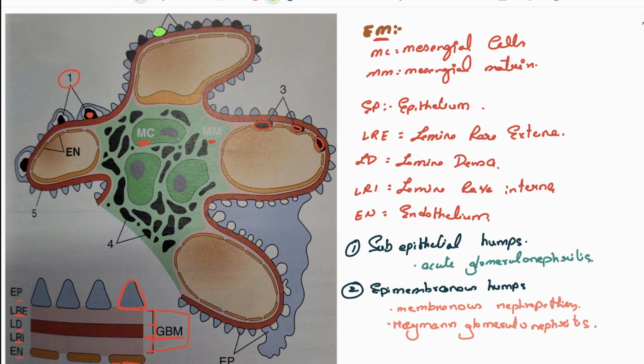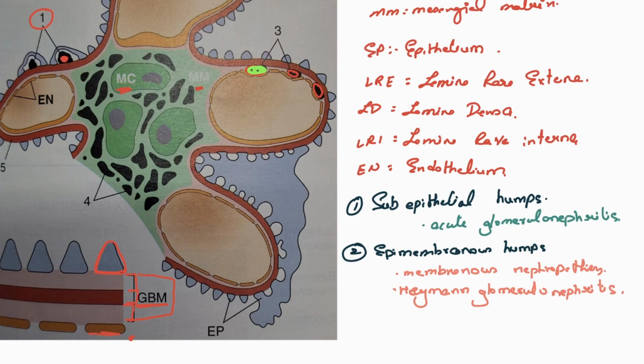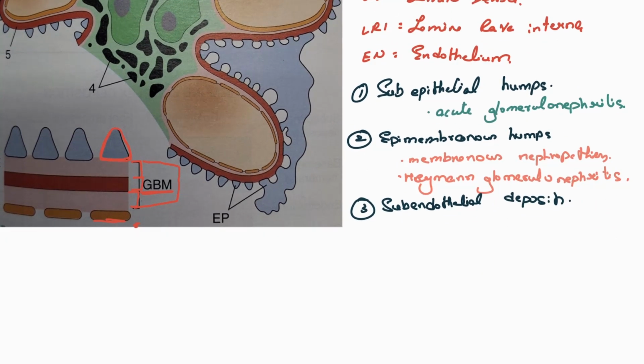And the third one, these are subendothelial deposits. They can be mostly seen in diseases like lupus nephritis, like SLE, and membranoproliferative glomerulonephritis.